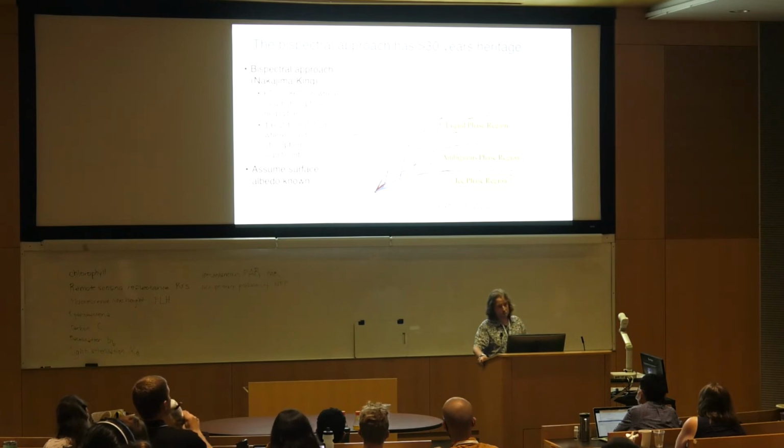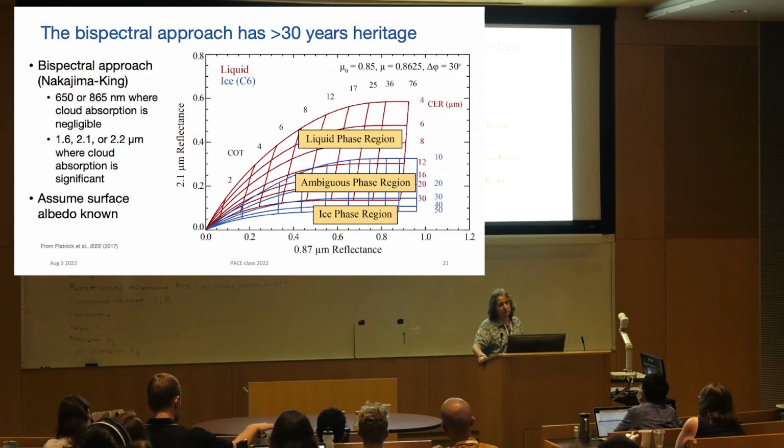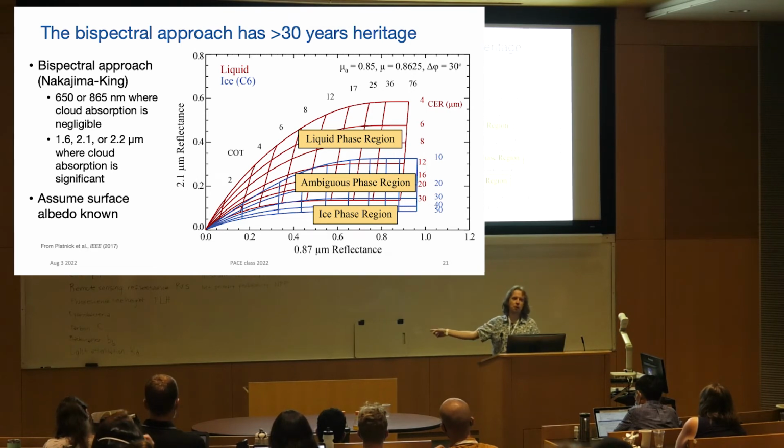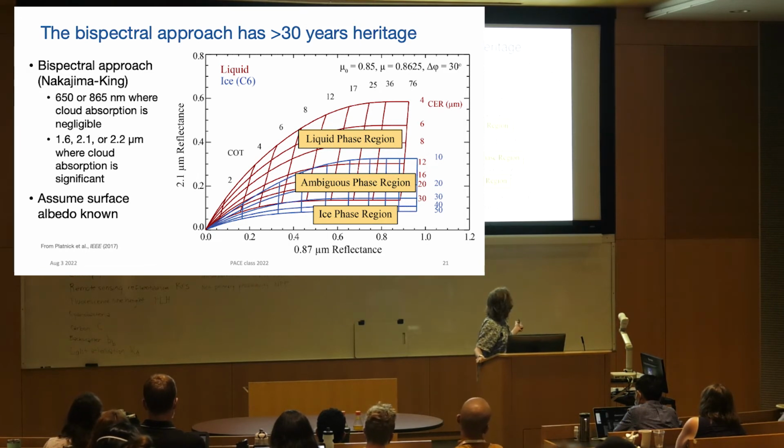So this is an approach with 30 years of heritage, and it's really conceptually not too difficult. The idea is you take two wavelengths of light at once. You pick one wavelength where clouds are not absorbing, where they just scatter light. Typically that's in the visible or the near infrared. And then you pick one wavelength where clouds don't scatter light very much and they mostly absorb it. And that's typically in the shortwave infrared. And you can make these plots.